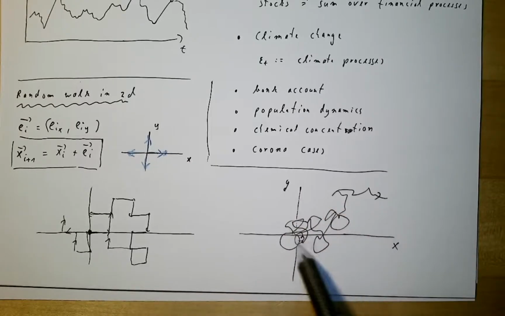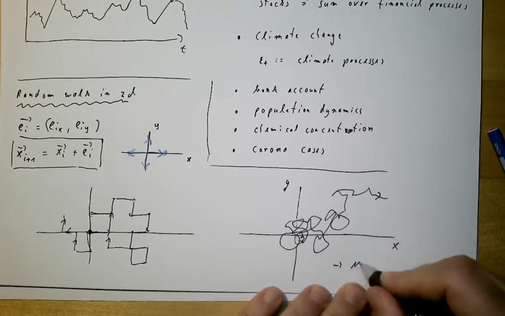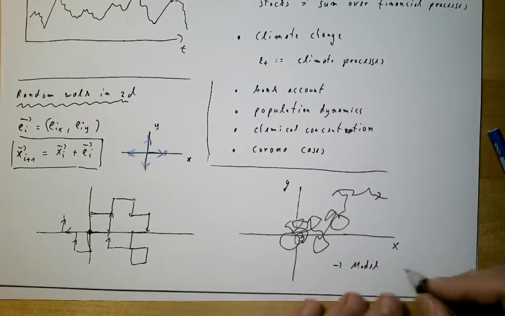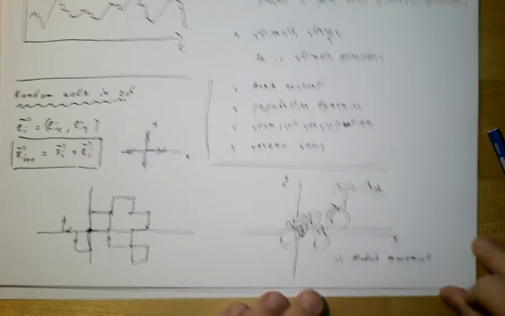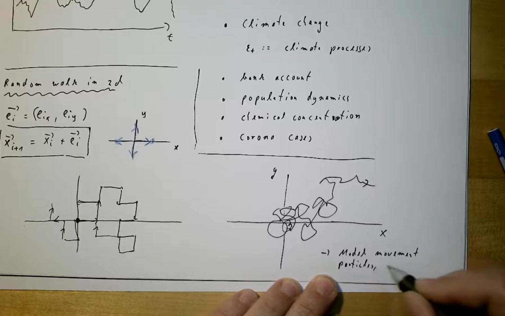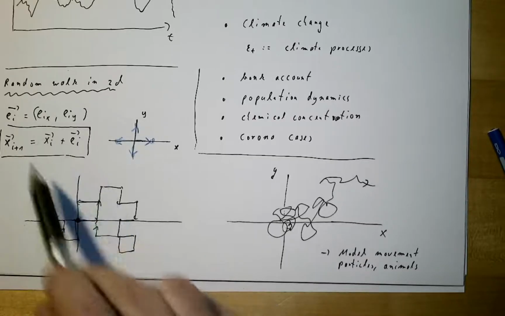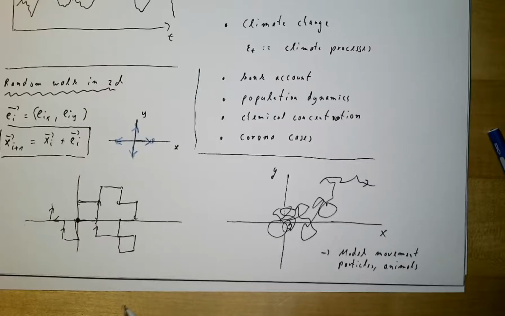And these 2D random walks are used when we really want to model the movement of particles or animals. And I will come to this also. So 2D random walks really have the physical interpretation of movement. For example, all movement ecology roots in 2D random walks.